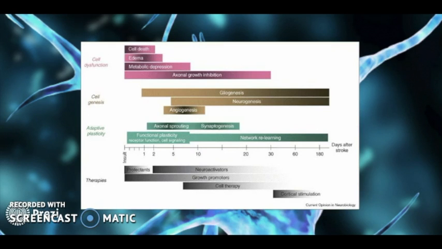After loss of tissue, the brain will start to partly recover itself, and it will do this in two phases: the cell genesis, in which new glial cells are formed, new neuronal cells are formed, and new capillaries are formed. And then you get the adaptive plasticity, and this is more the forming of new neuronal networks. An important part of this is the axonal sprouting.